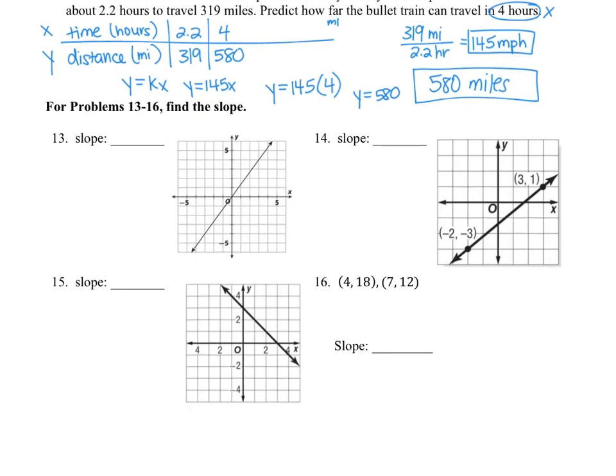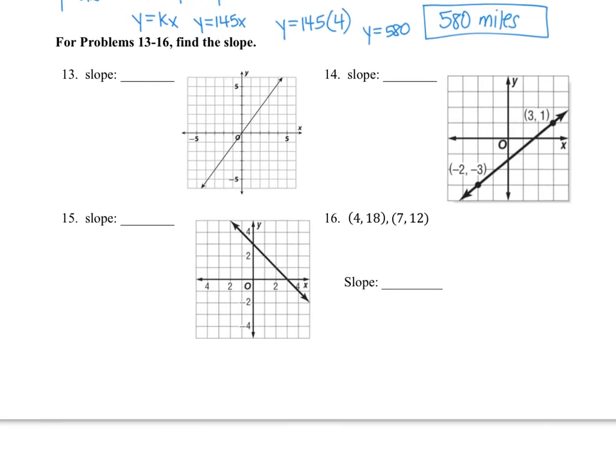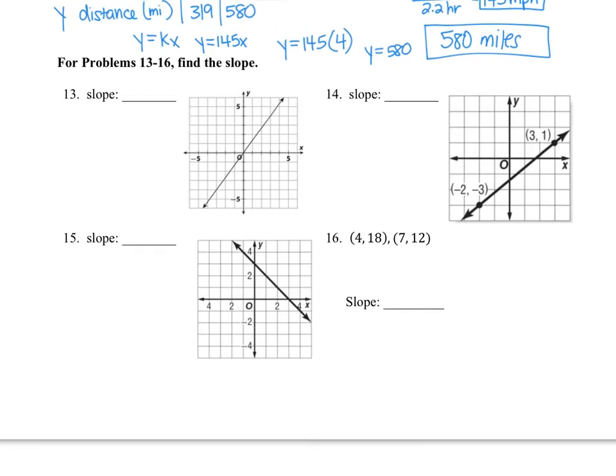All right, last part here is finding slope. The first 3 are graphs, so we can use rise over run to help us here. Pick 2 nice points on the graph. Remember, a nice point is where it crosses at a grid. So like if you draw a vertical line here and here, we can see that they cross nicely right here.